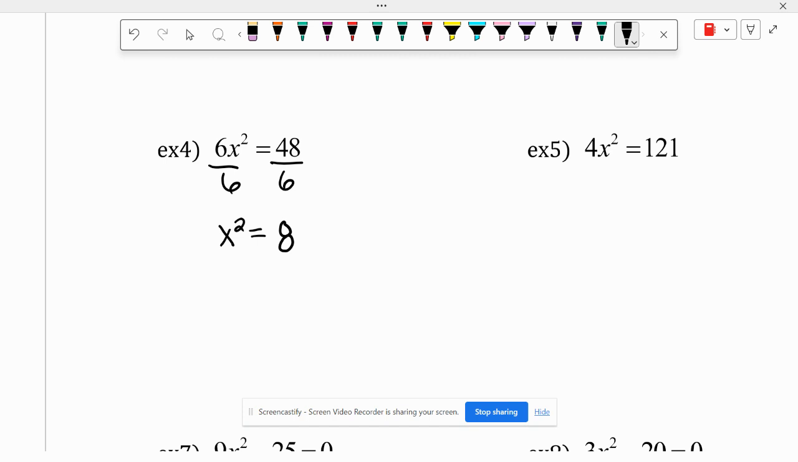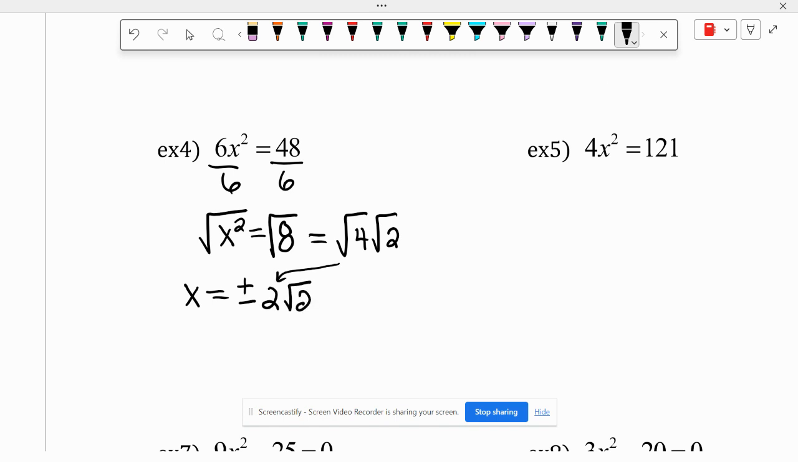Okay. Now what am I going to do? Yeah, I have to take the square root of both sides. So x equals a positive or a negative. How can I break up the square root of 8? It's the same thing as the square root of 4 times the square root of 2, but what is the square root of 4? 2 times the square root of 2. So plus or minus 2 root 2.